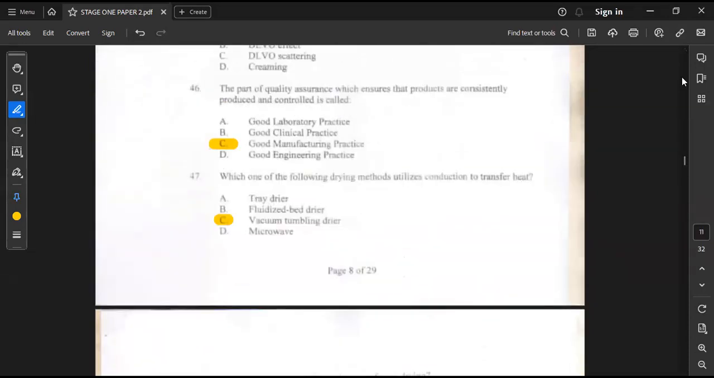Why not A? I'm not too sure, but I would also go with A. Okay. Anyone else with another opinion?